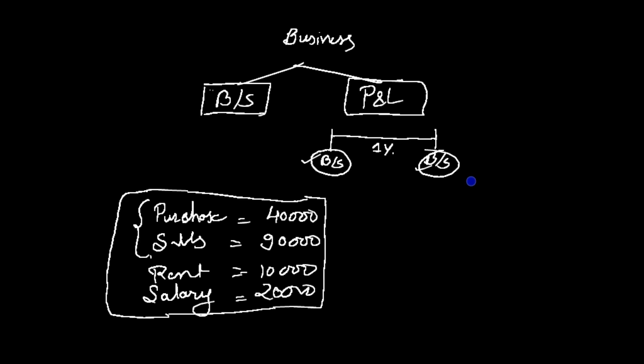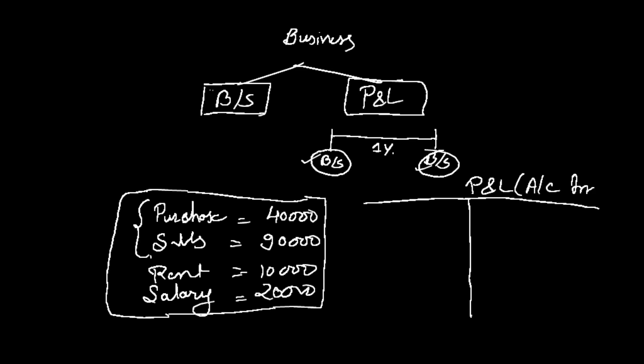To calculate the profit, we prepare the profit and loss account. This is very simple. All the income will be written on the right hand side. All the expenditures will be written on the left hand side. This right hand side is called the credit side, and this left hand side is called the debit side. Let's see what is the profit earned in this business by Ram.